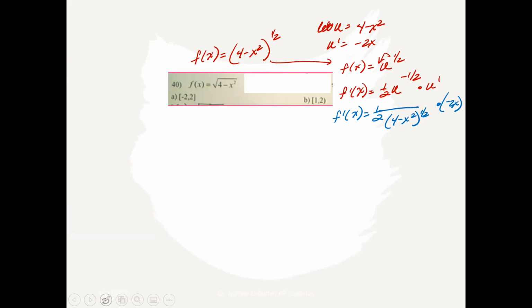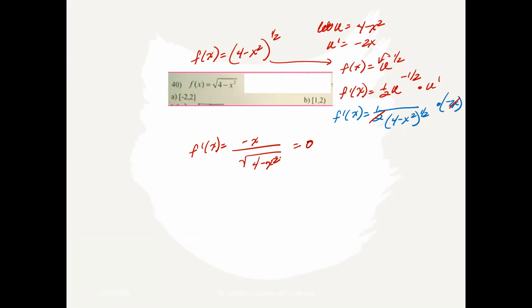Now I can tell that I can cancel out the 2 right there, and I have f prime of x is equal to, in my numerator, a negative x. In my denominator, I am going to have a square root of 4 minus x squared, which is equal to 0. Okay, so then my goal here is to go ahead and find x.